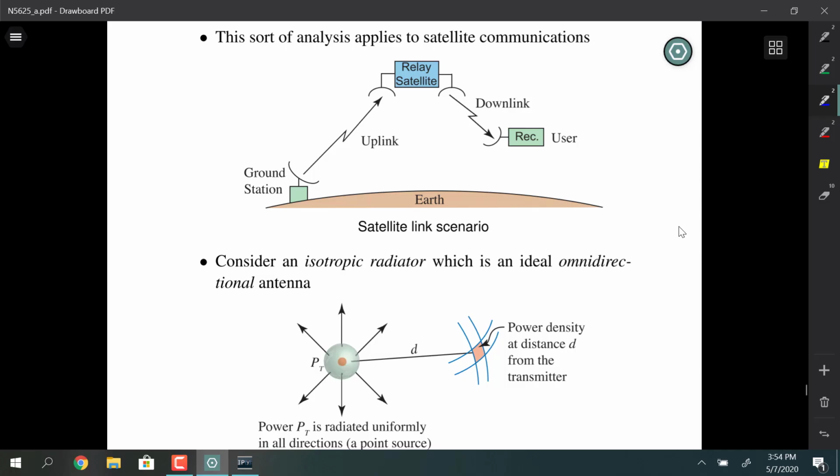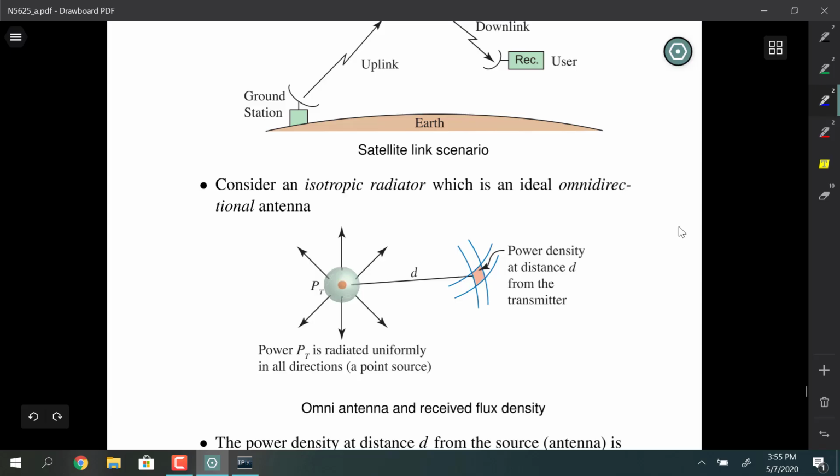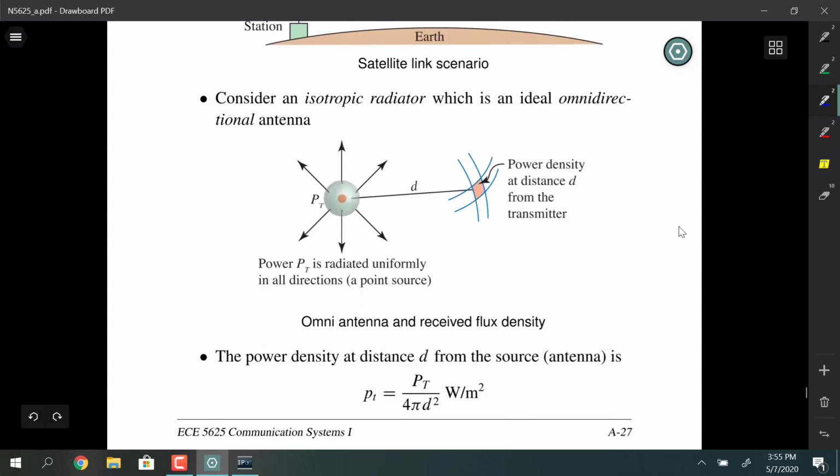So we're going to assume an isotropic radiator, which is just a source of RF power that radiates uniformly in all directions. So we put in a transmit power of PT watts, let's say, and if it's an omni antenna, it radiates a spherical wave, and then the power flux, or power density, that you get at a distance d is just going to be the total power divided by the surface area of a sphere of radius d. So that's PT over 4 pi d squared.